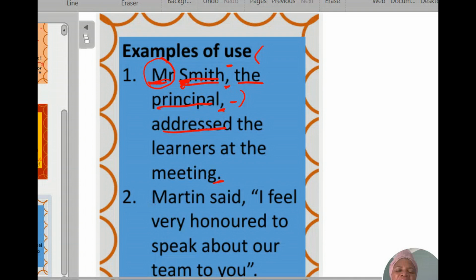The second sentence: Martin said, comma, we need to breathe before we say the words that Martin said. Look at this. These are the quotation marks. We are opening Martin's mouth here. "I feel," and we start with a capital letter, the words of Martin. "I feel very honored to speak about our team to you," and you close, then put a full stop.